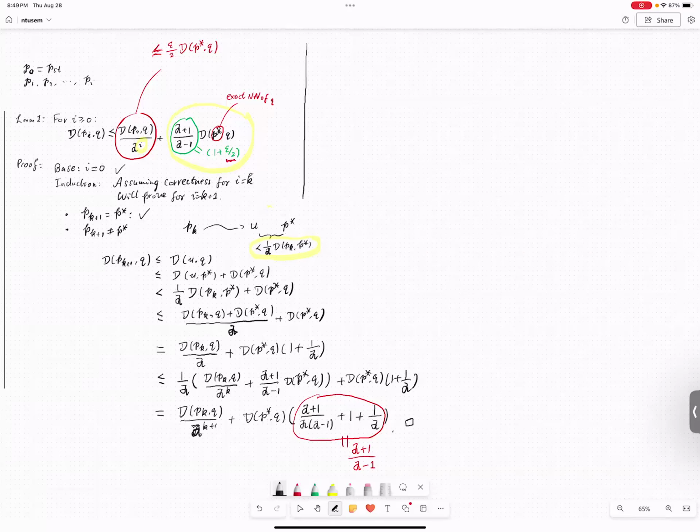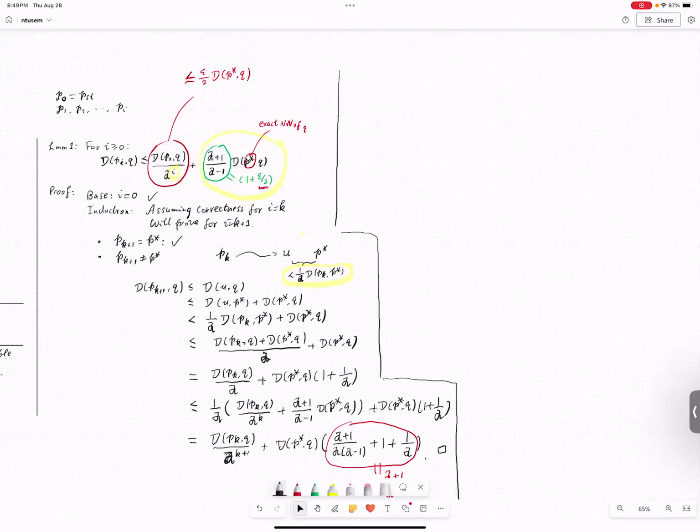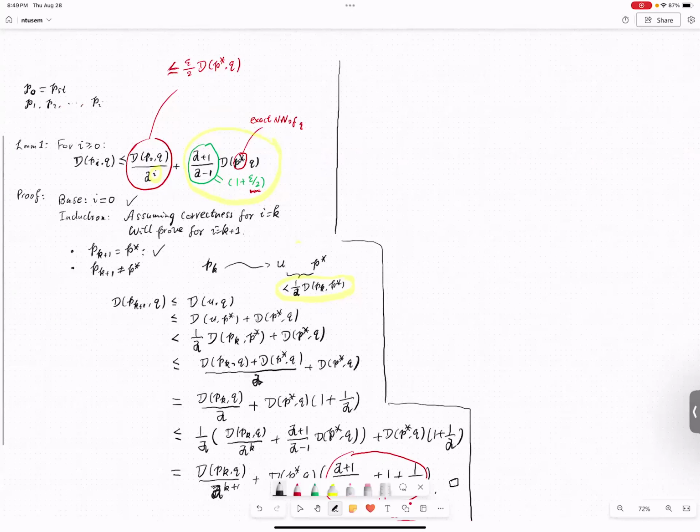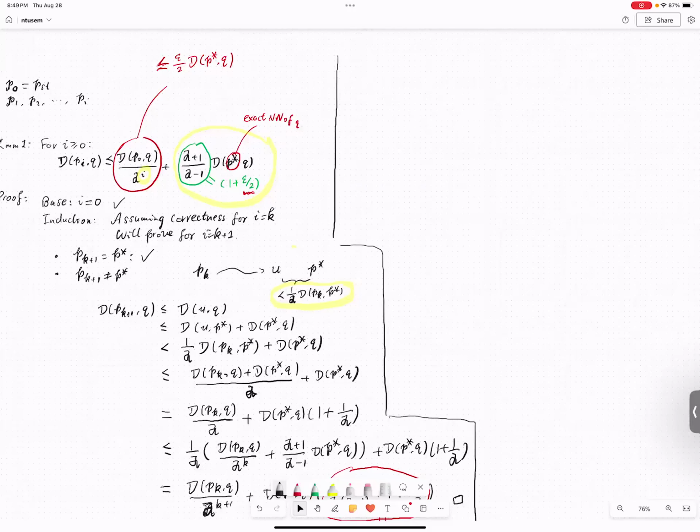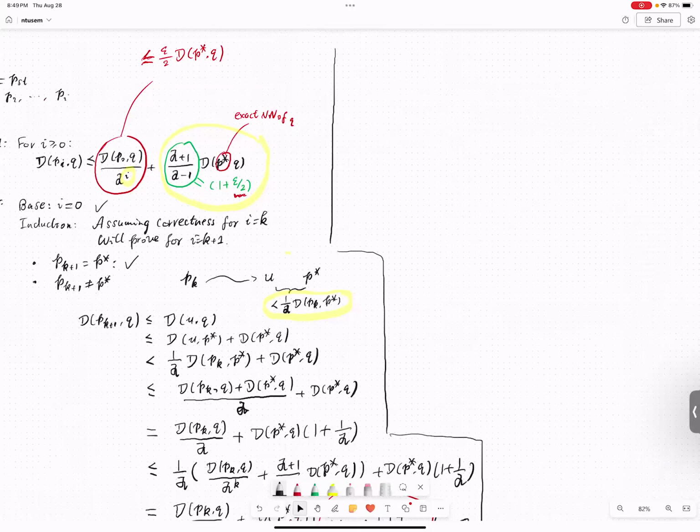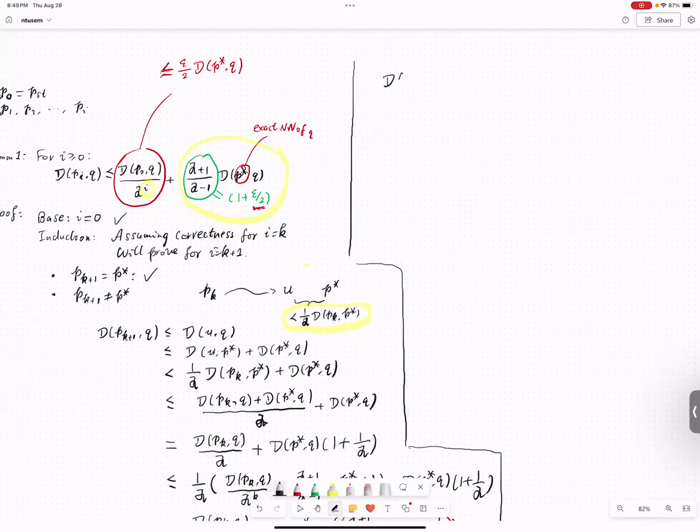Very nice. Okay, so now let's continue based on this lemma. I told you before, you don't really have to remember this (alpha plus 1) over (alpha minus 1). With our choice of alpha, you can rewrite this inequality into some slightly more friendly form. So this is the form we're talking about.